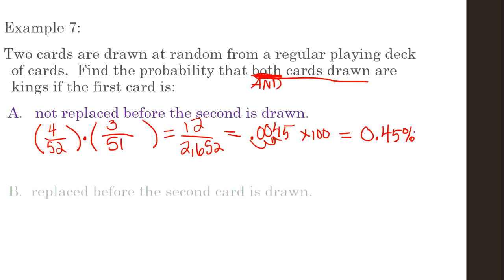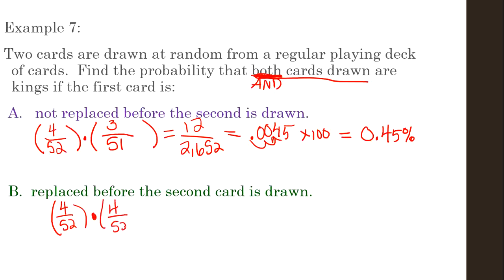Okay, now let's look at the second part. So they said find the probability that both cards are kings if the first card is replaced before the second card is drawn. So we have a 4 out of 52 chance the first time, and so if we drew a king that first time and we put that king back in the deck and shuffle the deck, now we're going to draw again and we have the same odds, 4 out of 52.